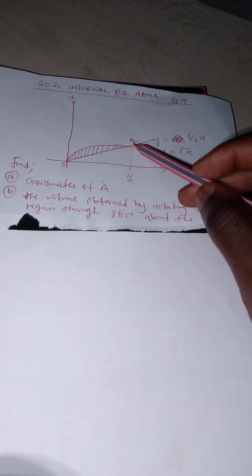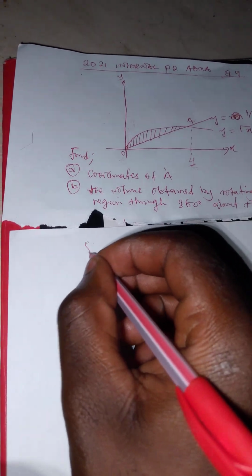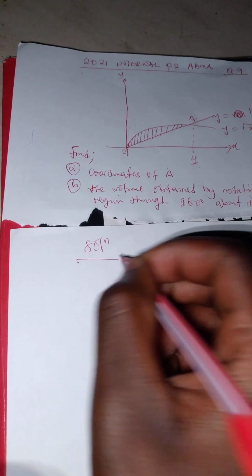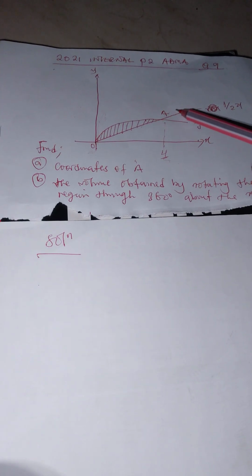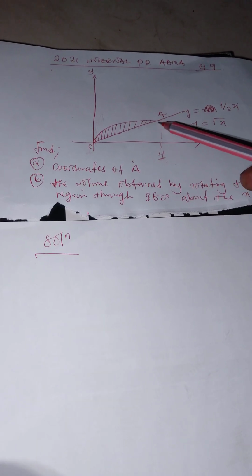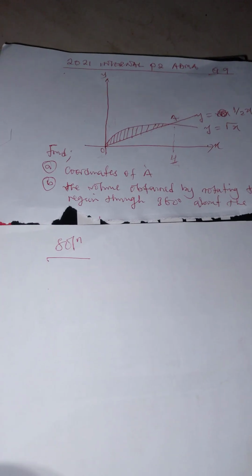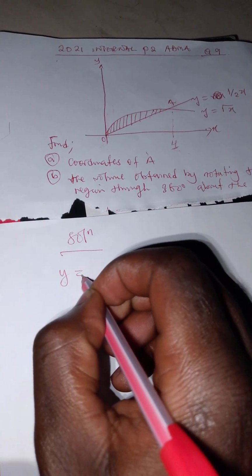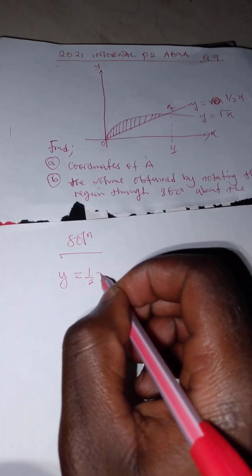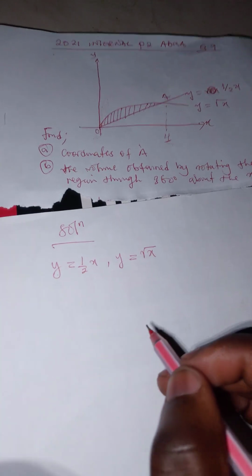Then what are we going to do? To solve for A, since these two lines are meeting here at one point, that is A, to solve for those coordinates, I'm going first to write them here. I have y equals 1 over 2x. Then I also have y equals the square root of x.